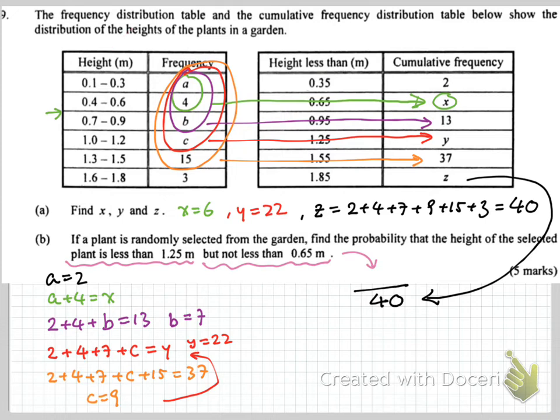We have to choose those that are less than 1.25, right? Now take a look at this. This is 1.25, so all the numbers here will be less than 1.25. So there's A and 4 and B and C. Oh, but wait, it's less than 1.25, but not less than 0.65. So where is 0.65? 0.65 is here, between 0.6 and 0.7. So not less than 0.65, but less than 1.25 would mean these two numbers. This is the place where you have less than 1.25, but not less than 0.65.